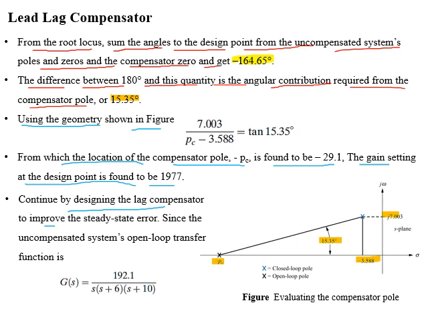Now after designing a lead controller, we will start the lag controller design. Since the uncompensated system transfer function is given by G(s) equals 192.1 divided by s times (s plus 6) times (s plus 10). Here gain K is equal to 192.1 for the system operating at 20% overshoot.